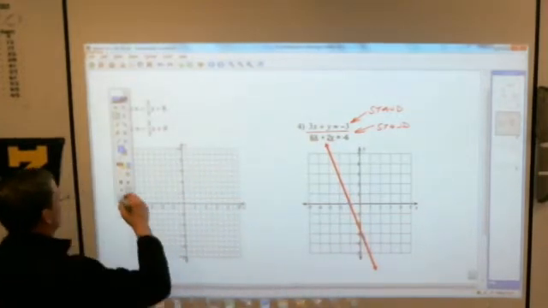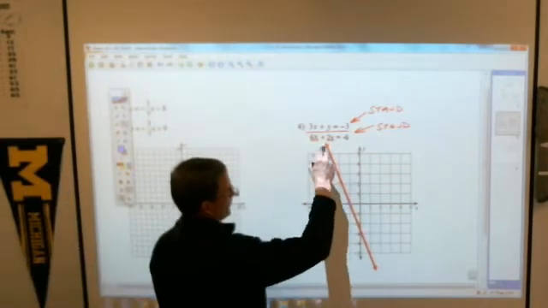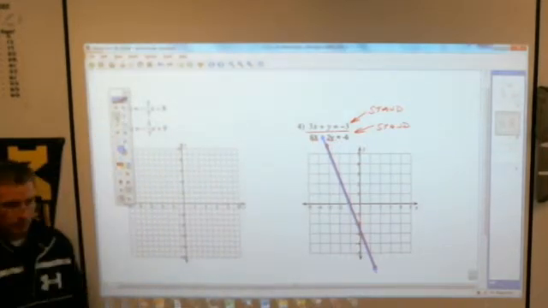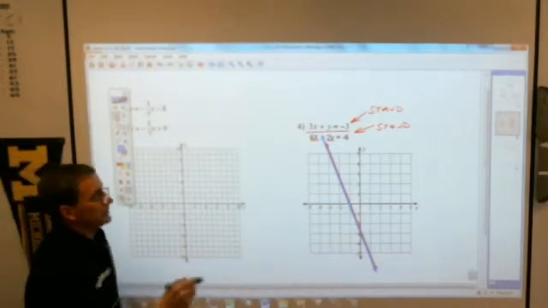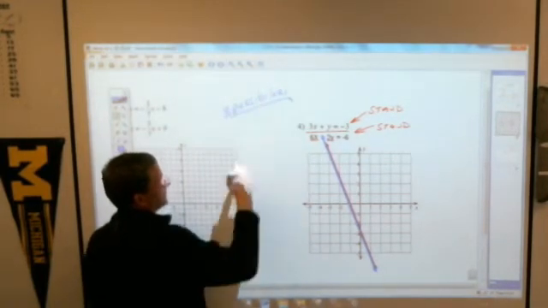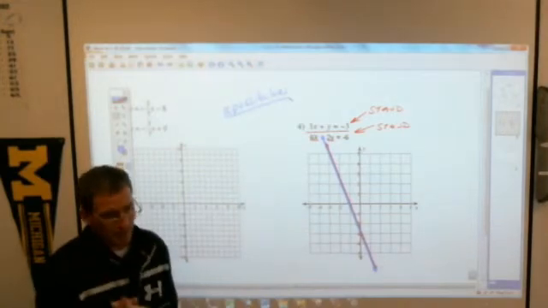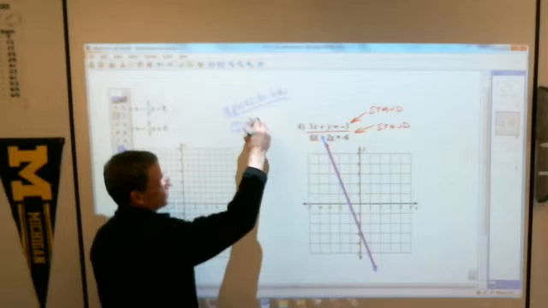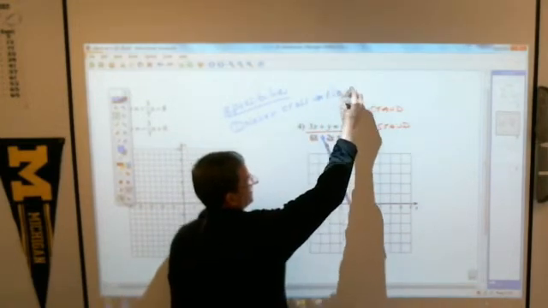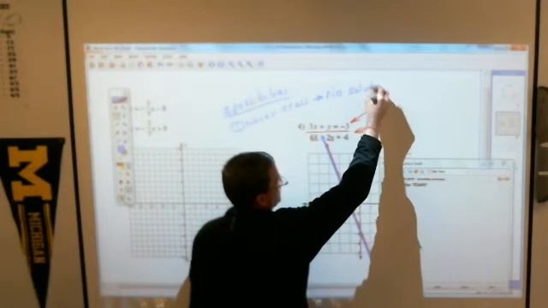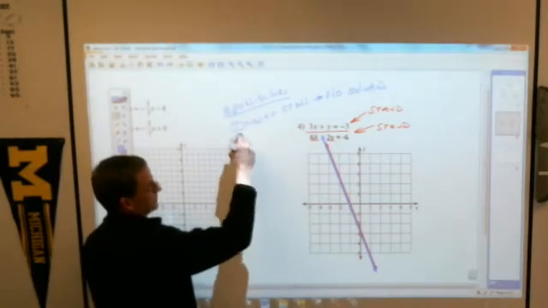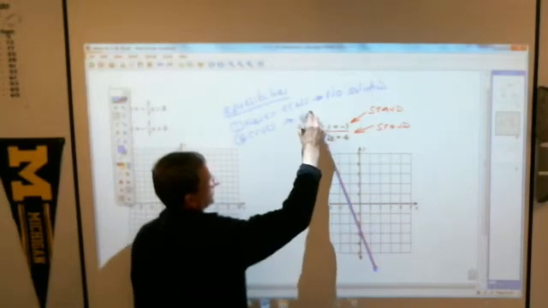Uh-oh. Now, that leads us to this little thought right here. When you graph two lines, there are 3 possibilities. What would those 3 be? Number 1, they never will cross. And if they don't cross, then guess what? They're parallel, and there's no solution. If they do cross, there's the solution. There's one solution.